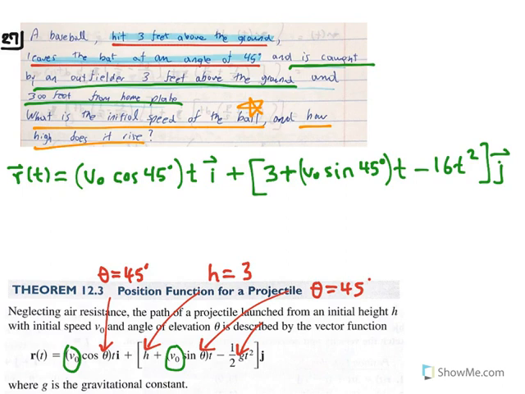So this is what I'm able to do, but my model is not complete because I don't know what the initial speed is. So the first thing that I need to do is figure out the initial speed, and then once I have that, my model will be complete, and I can use it to answer the question, how high does the ball rise, similar to what you saw with example 6 in the previous lesson.